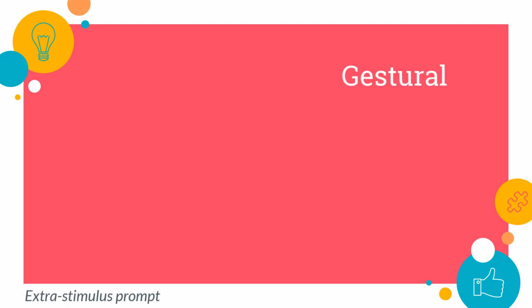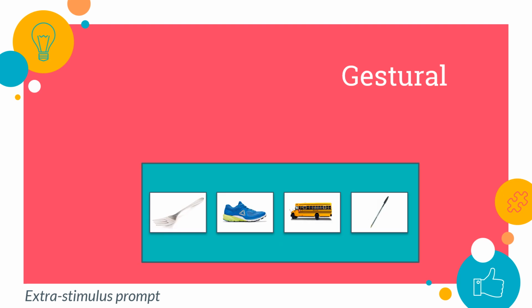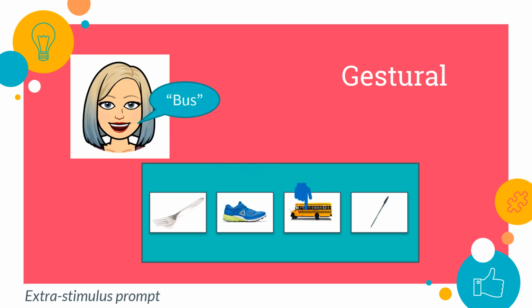This is an example of an extra stimulus prompt. In a receptive identification task, the technician could state the SD, which is bus, while also gesturing to the correct stimulus, the bus. This would prompt the child to respond to that stimulus by selecting the bus.